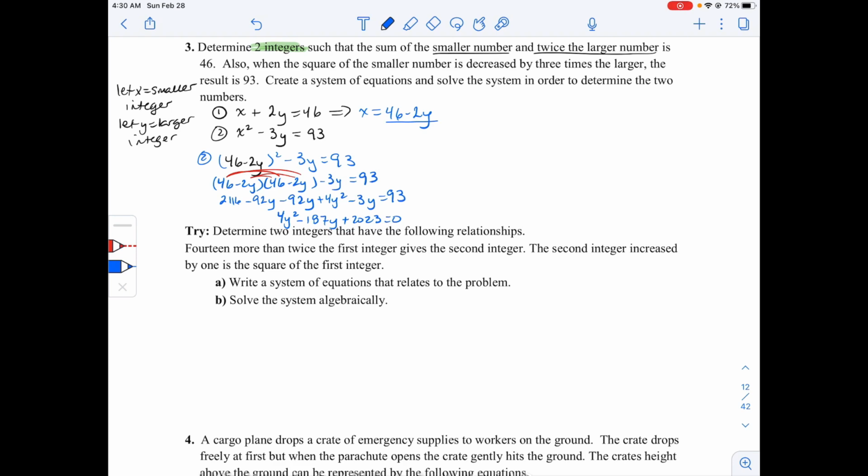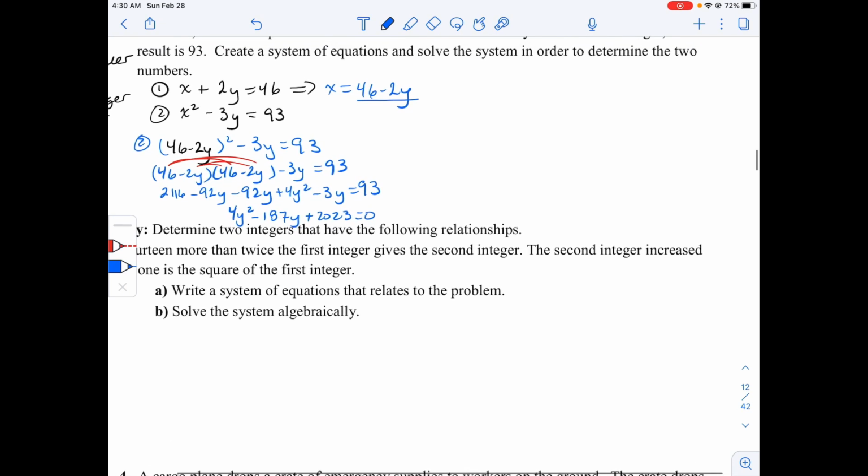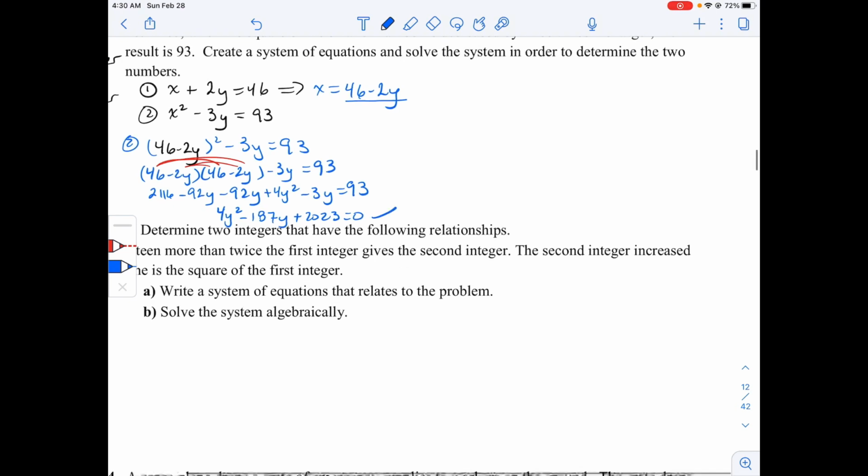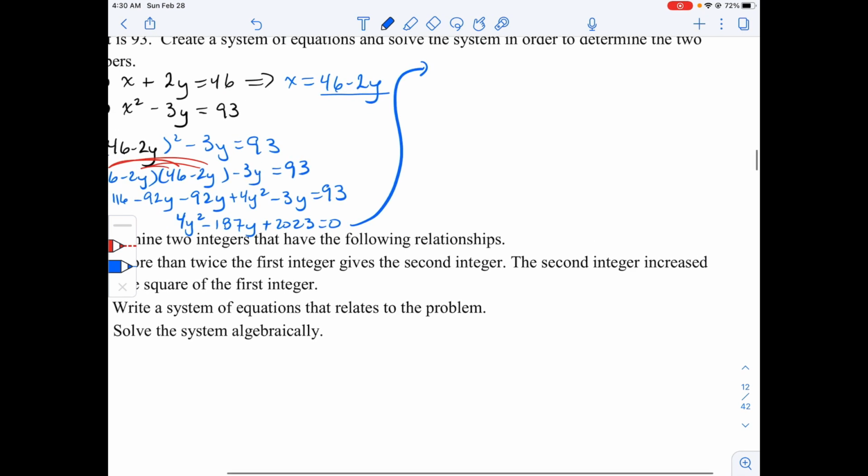So one strategy or trick that we can use in a case like this, we could play with the numbers, we could write out all our factors. It might take us a while. One quick way to solve something like this is to use the quadratic formula, sort of as a strategy to factor really large numbers. It's not a bad idea to practice that again. So what we would do here, I know that A is 4, B is negative 187, and C is 2023.